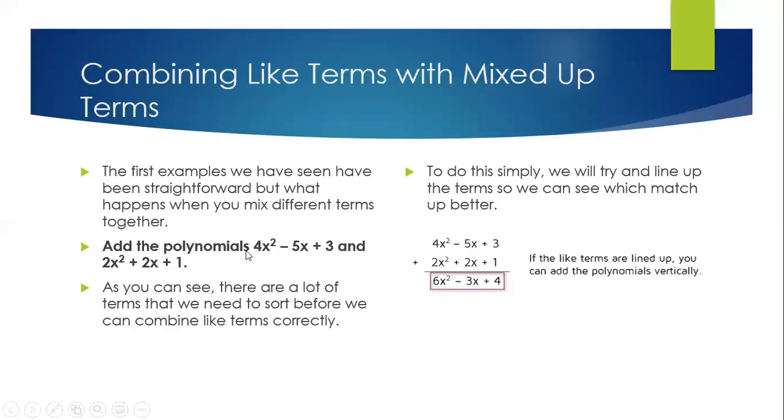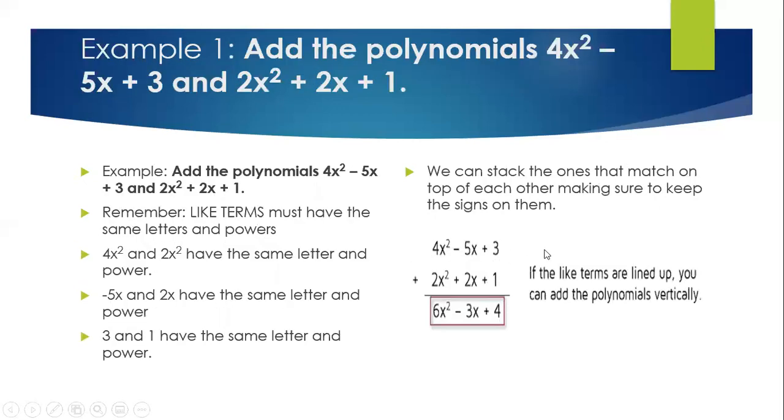Well, to add the polynomials 4x squared minus 5x plus 3, we're going to try to line up the terms and stack them on top of each other. This is called stacking, basically. We're going to stack things that look the same on top of each other. So let's look at this polynomial. I want to add together 4x squared minus 5x plus 3 and 2x squared plus 2x plus 1.